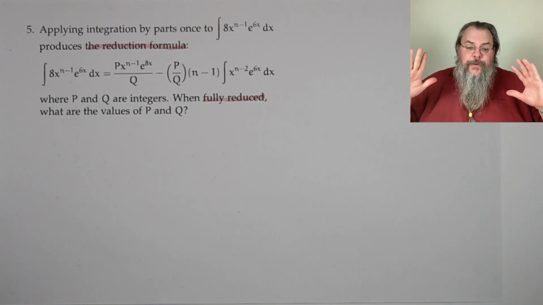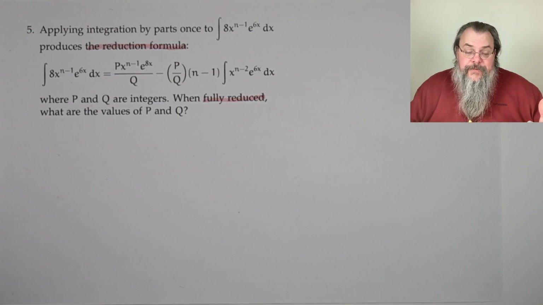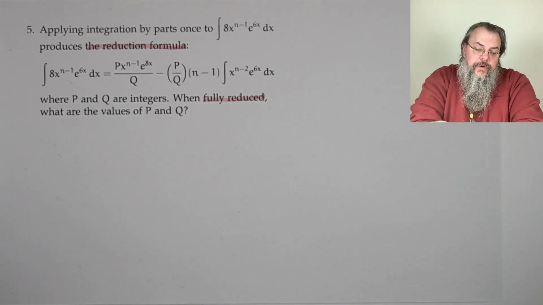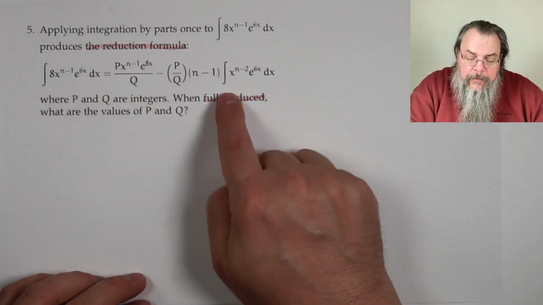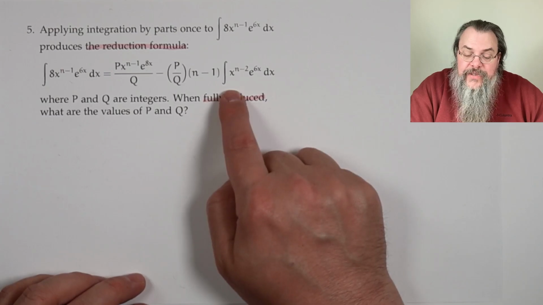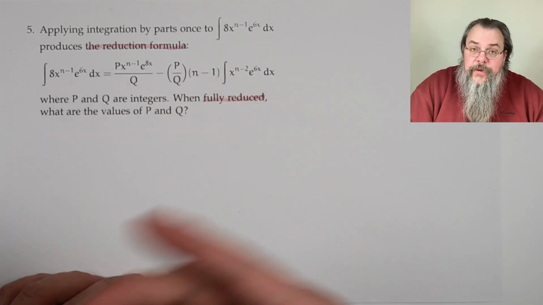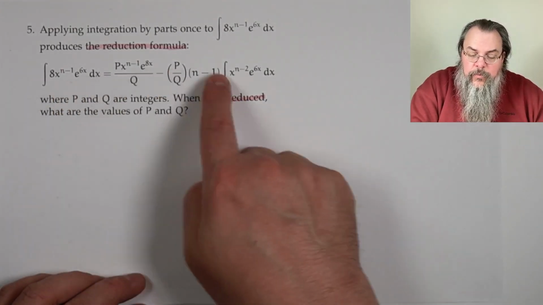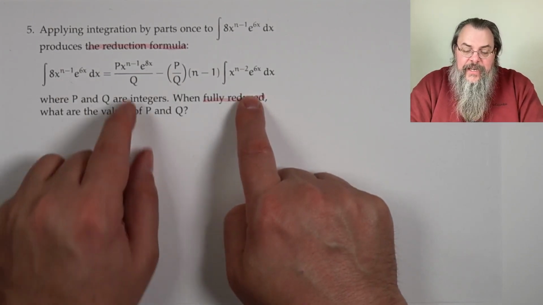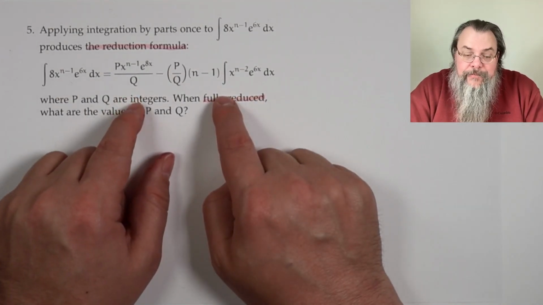Okay, so what's our idea? How are we going to approach it? Well, we know that this came from doing integration by parts. And so we're going to do integration by parts and actually derive the reduction formula and then see what it tells us it should be.